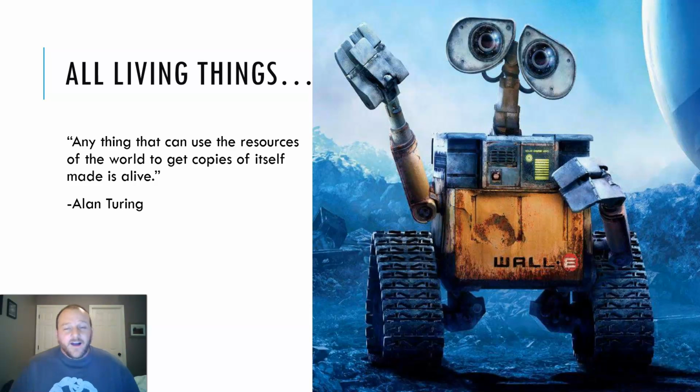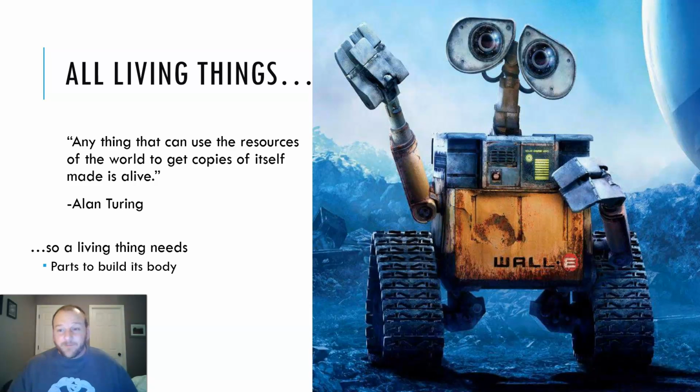And in the case of Wall-E, in our discussion last semester, we talked about really three different things or components necessary for something to make copies of itself. Obviously, a living thing is going to need the parts to build its body. If you're a Wall-E and you're trying to make another Wall-E, you need the parts to do it. So having those parts available is certainly important.